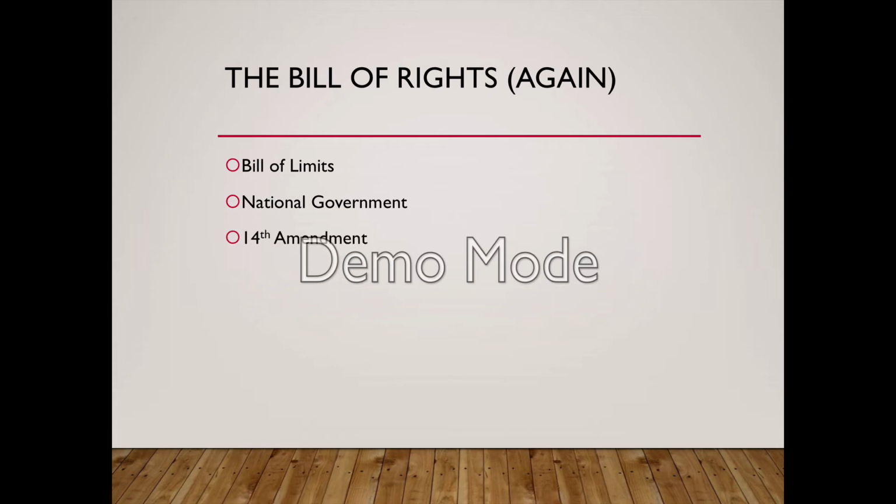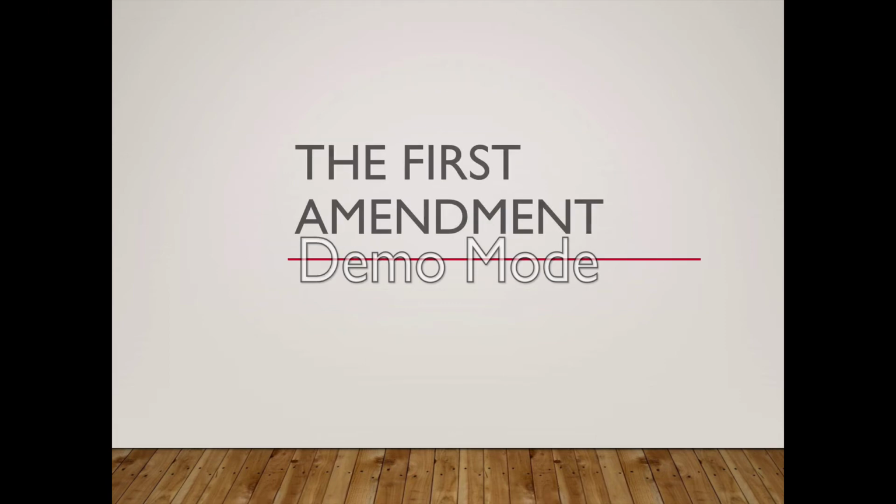So at the beginning, as originally written, it only limited the behavior of the national government. That's really an important distinction to make as we think through the context of the first 10 amendments. But it's the 14th Amendment that incorporated these civil liberties to the states. Okay, so we're going to talk more specifically about the First Amendment.